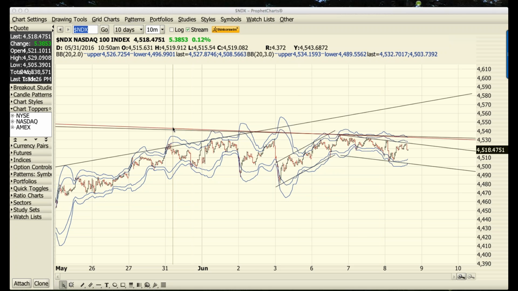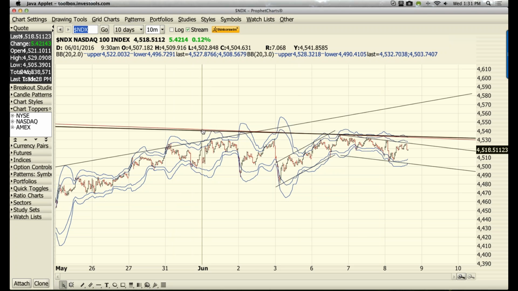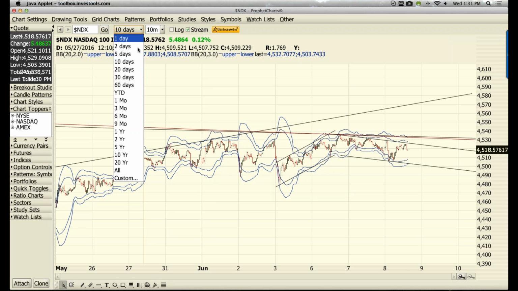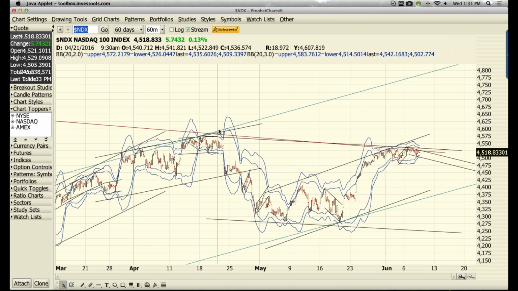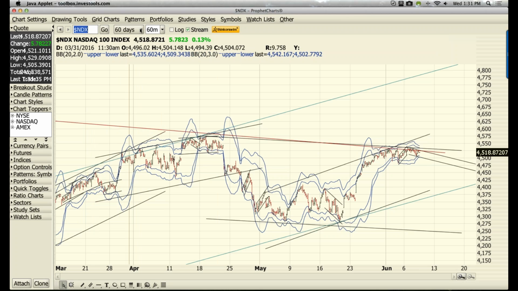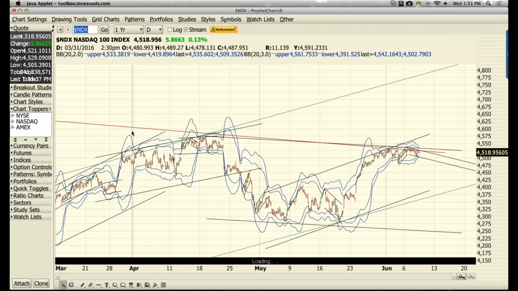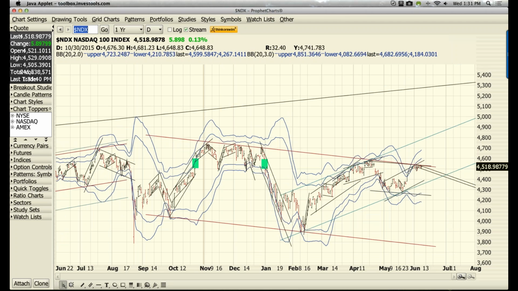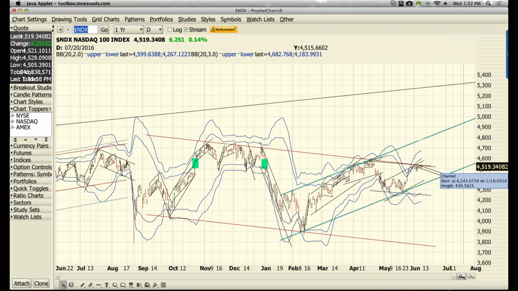So we've been talking a lot about this declining channel. It's the one that's highlighted in red. Big picture view here. If I back up to the 60-day, 60-minute, you can see how far back it goes. Actually back up to the daily, 1-year daily chart, you can see that it really starts by being defined back at the early part of November. And then it was confirmed in early December. It was confirmed again in late December. It was confirmed again in mid to late April.